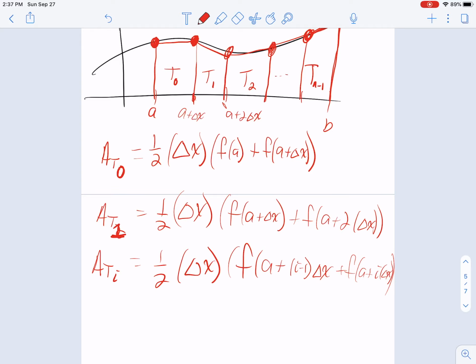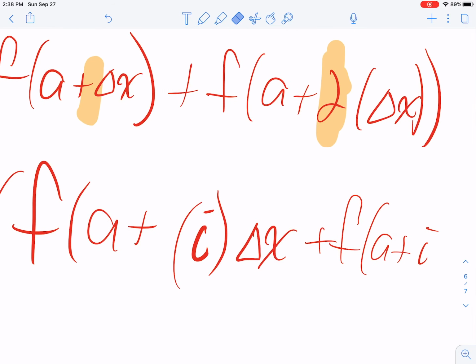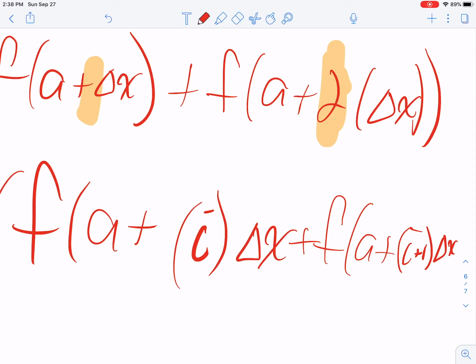So here's the formula for area of trapezoid 0, trapezoid 1, right? And you notice now, instead of the second number matching with our subscript like it used to, now it's the first number, that invisible 1 there. So if I rewrite trapezoid I with this new formula, this will actually be a plus I delta x and a plus, running a little out of room here, I plus 1 delta x.